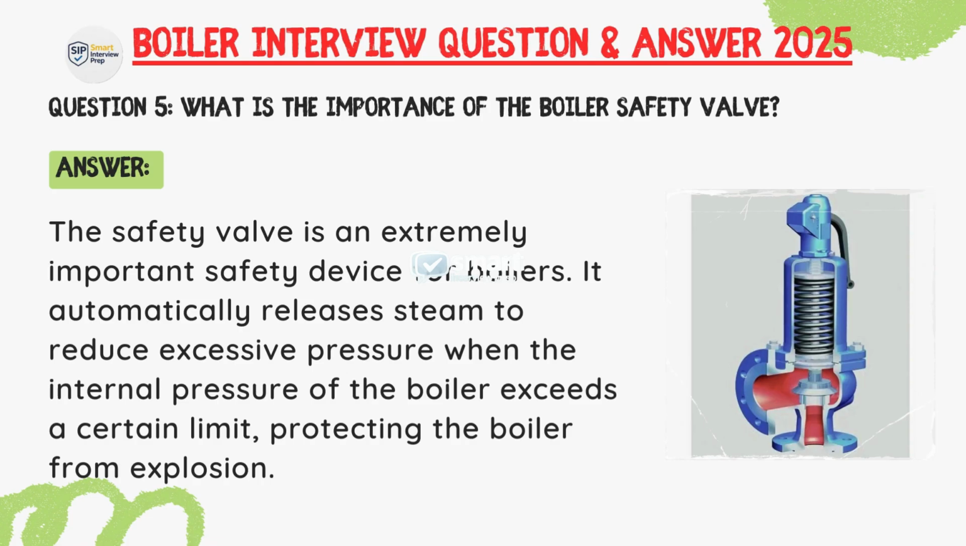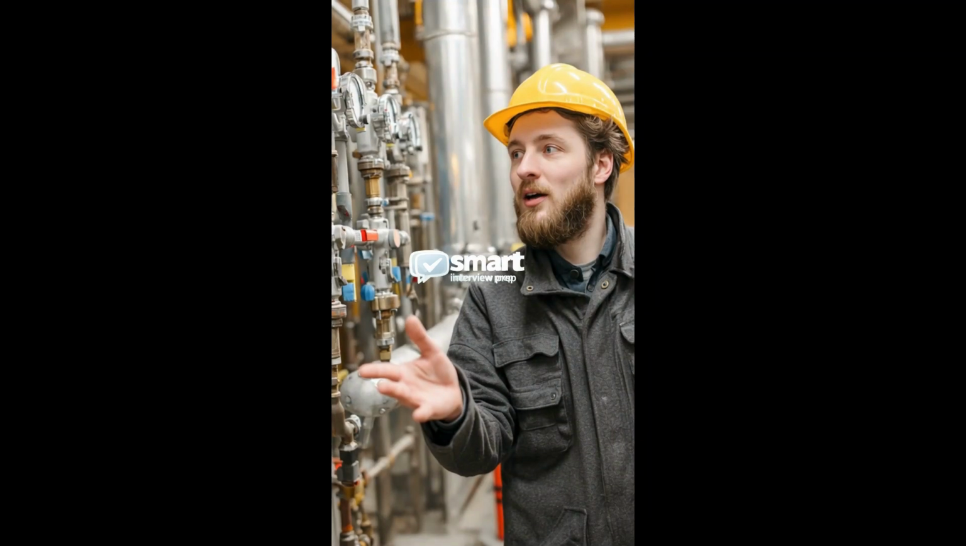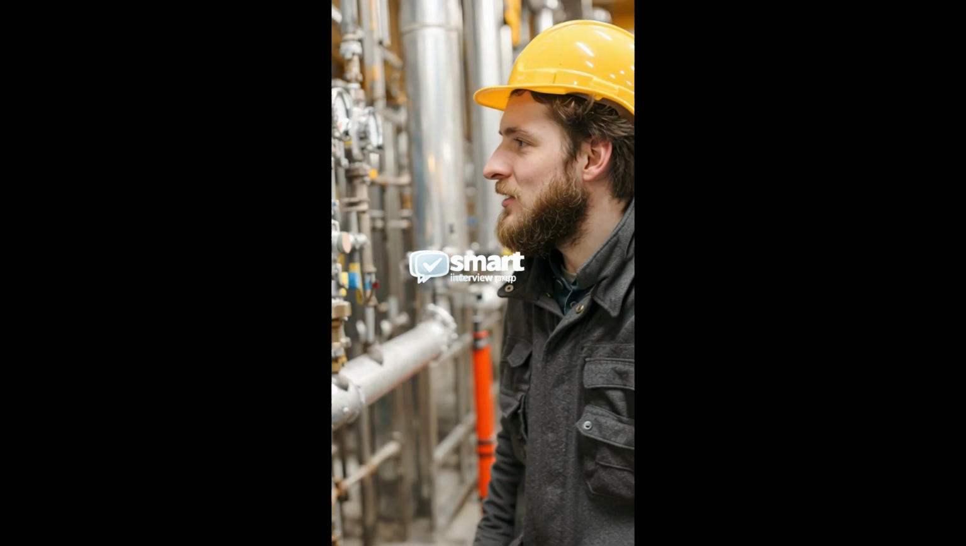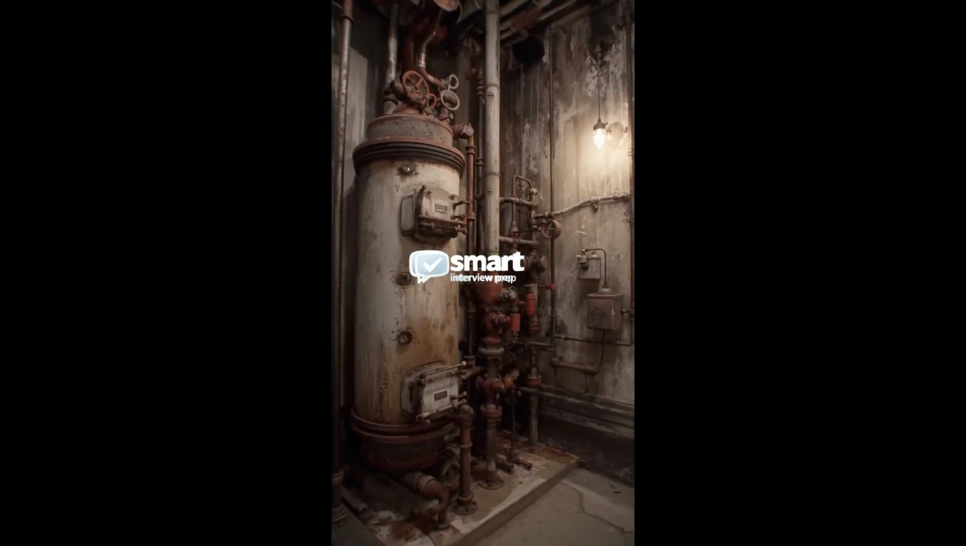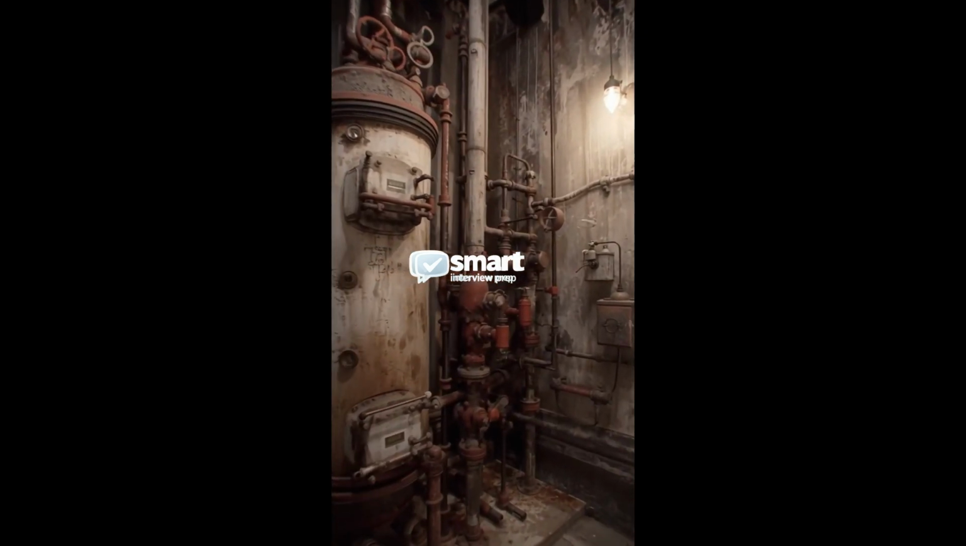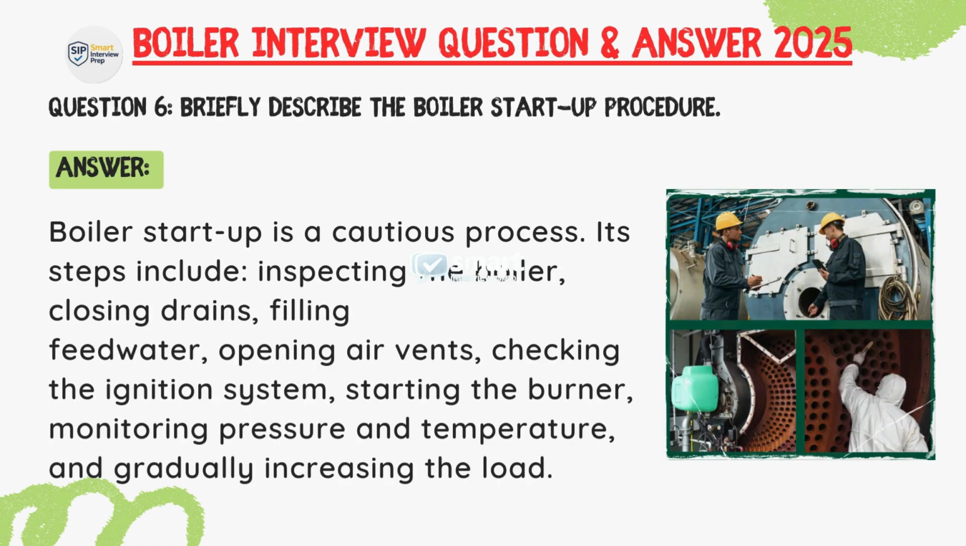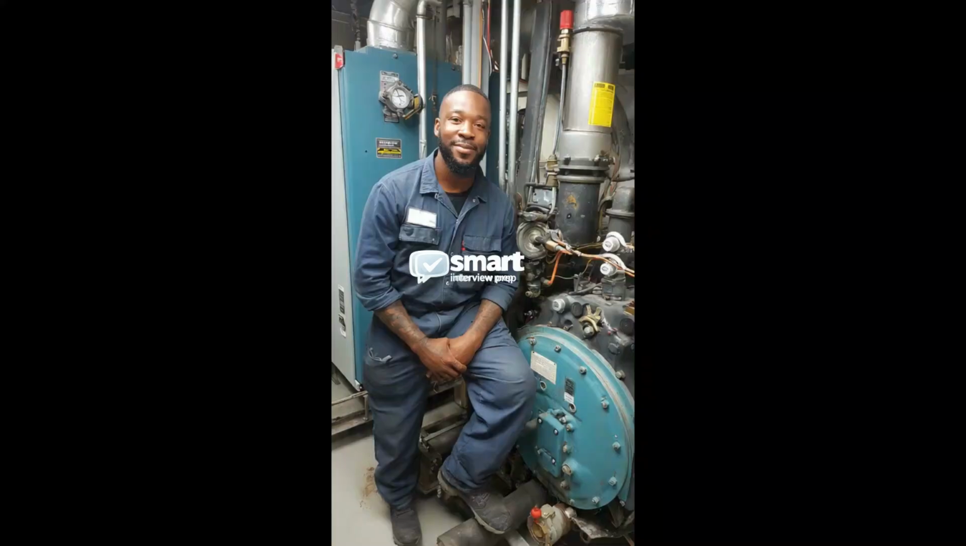Question: what is the importance of the boiler safety valve? Answer: the safety valve is an extremely important safety device for the boiler. It automatically releases steam to reduce excessive pressure when the internal pressure of the boiler exceeds a certain limit, protecting the boiler from explosion.